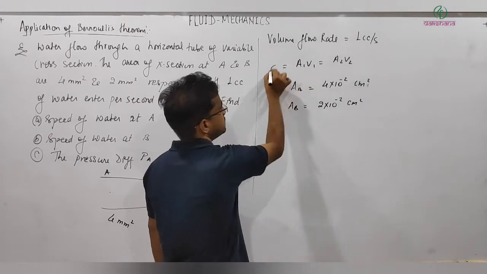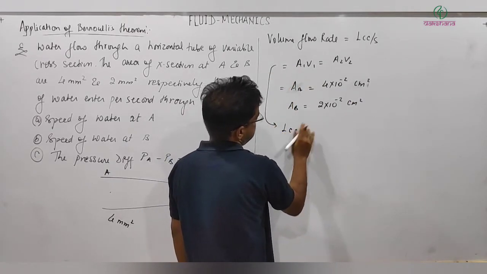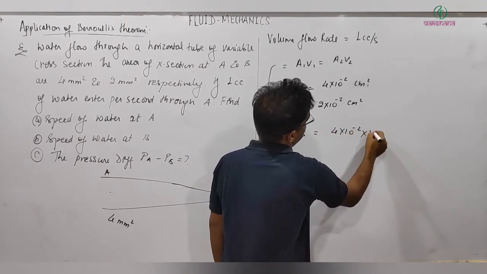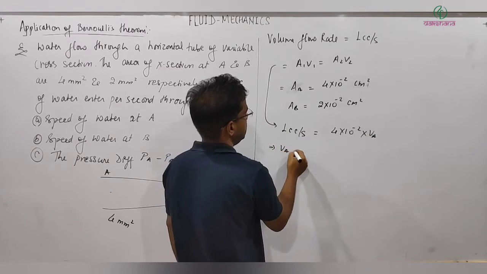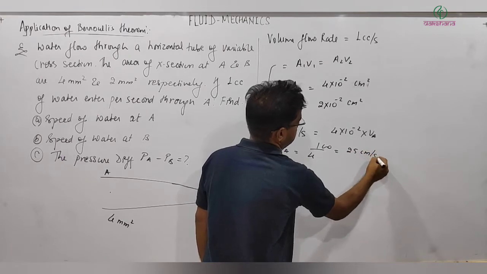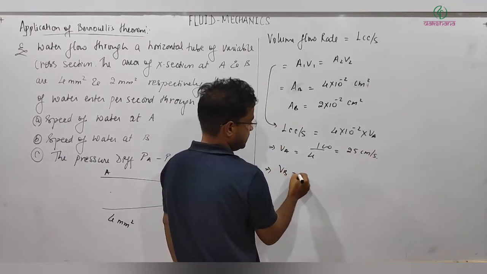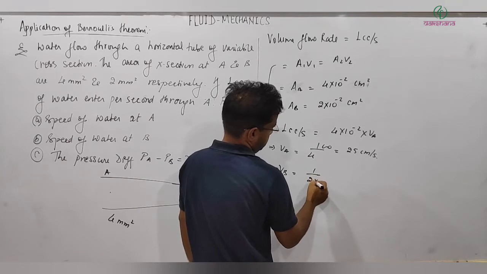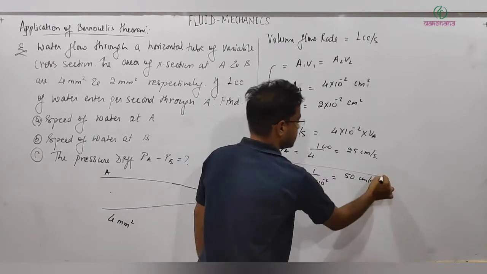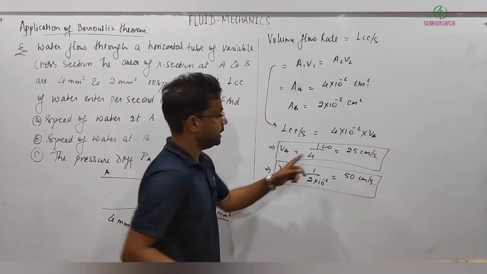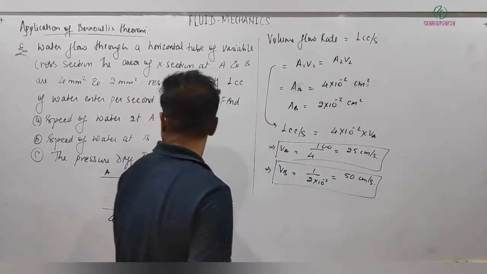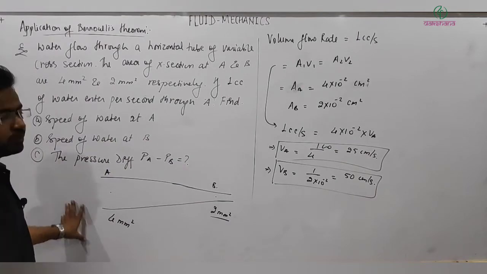centimeter square. By using this relation, 1 cc per second is equal to 4 into 10 to the power minus 2 into VA. This implies VA comes out to be 1 by 4 into 100, that is 25 centimeter per second. Similarly, solving for VB, we get 1 by 2 into 10 to the power minus 2, that would be 50 centimeter per second. So we are getting the speed of water at A as 25 centimeter per second, and at B as 50 centimeter per second. Next, it's asking for the pressure difference PA minus PB.